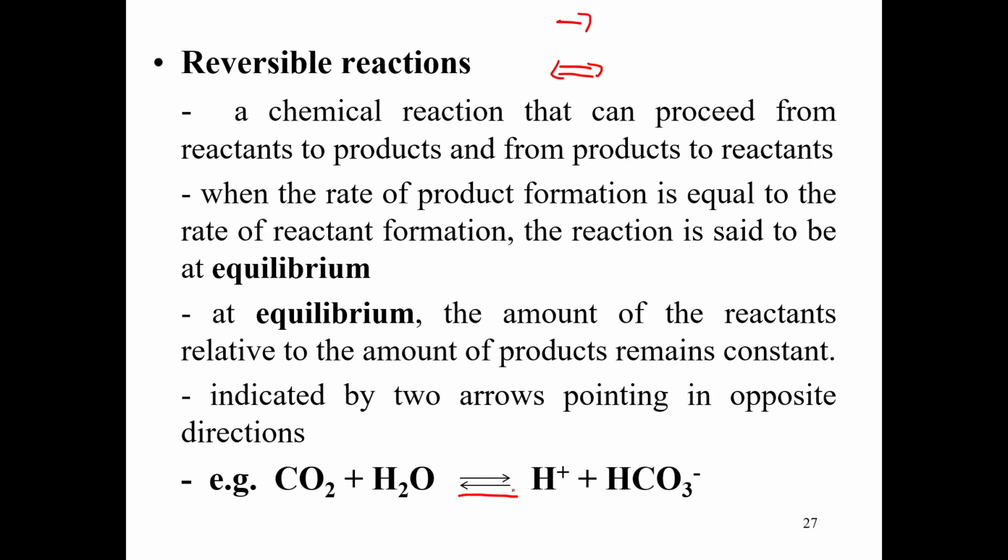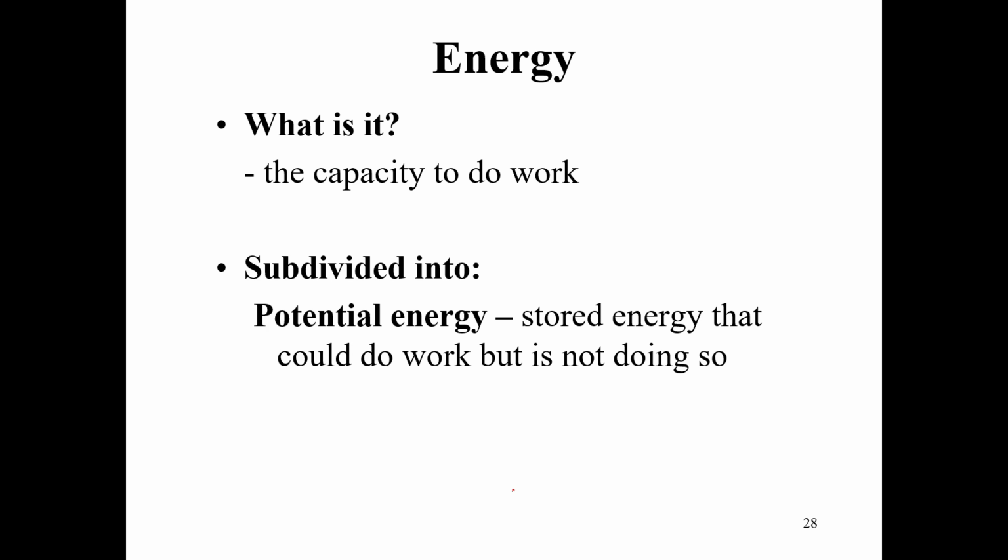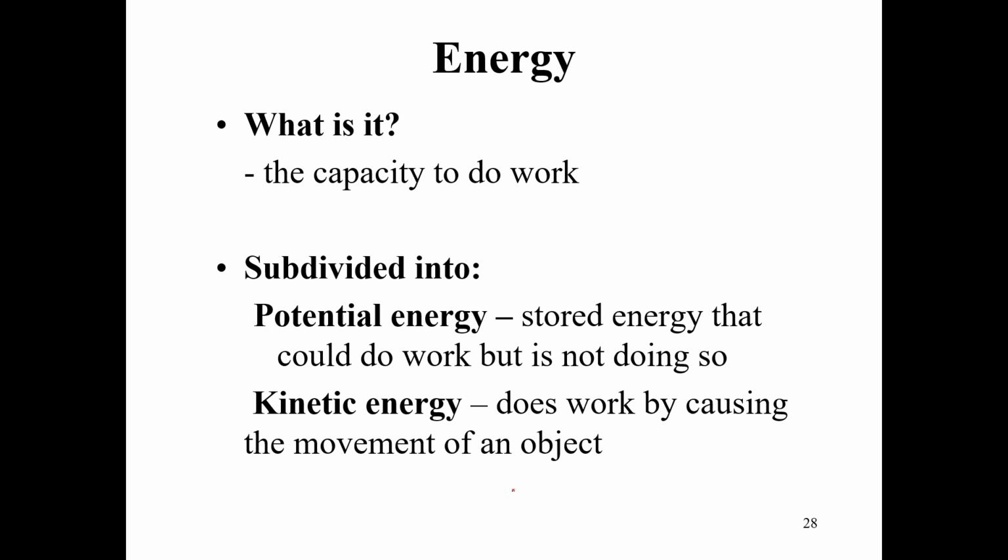An example is carbon dioxide plus water, which will form hydrogen ion plus bicarbonate ion. So what is energy? It is the capacity to do work. It is subdivided into two: potential and kinetic energy. Potential energy, from the word potential, is stored energy. You could do work, but it's currently not doing so. Kinetic energy, on the other hand, does work by causing movement of another object. So this is, let's say, active energy.